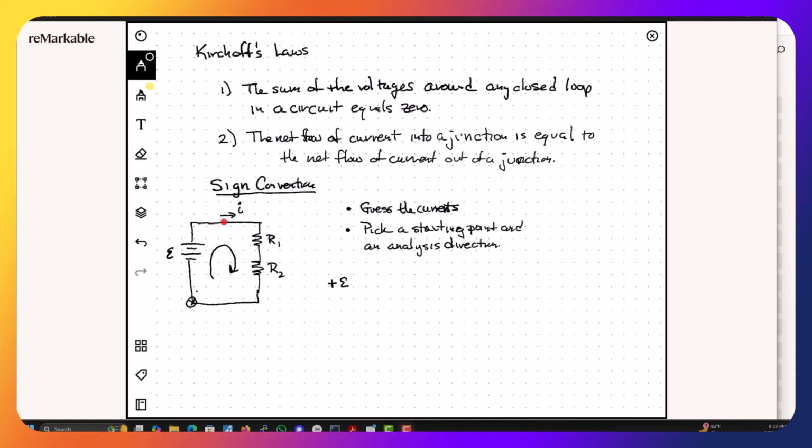Go around here, I cross the resistor in the same direction as the current is flowing through the resistor. So again, my path is like this. I'm crossing that R1 in the same direction as the current. So that's going to be minus I R1. I'm going to now cross resistor 2 in the same direction as the current going through it. Minus I R2. I come back to the beginning.